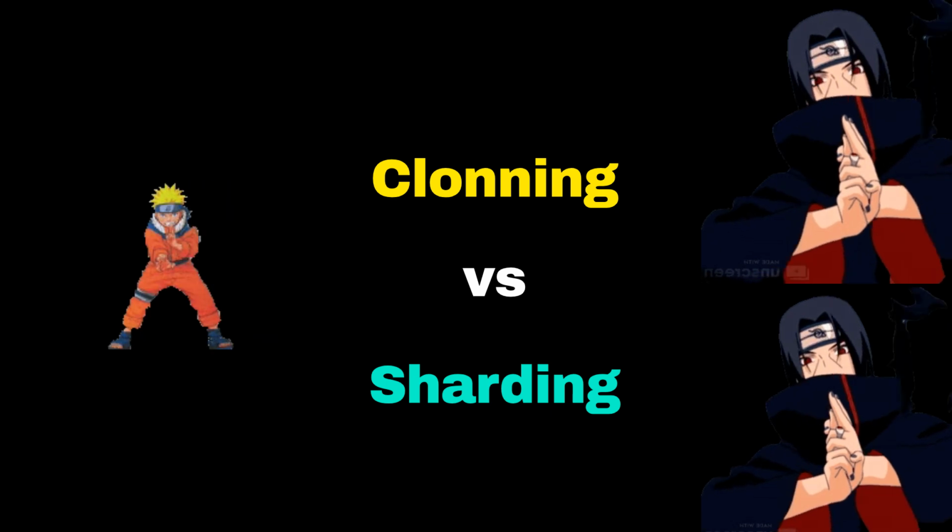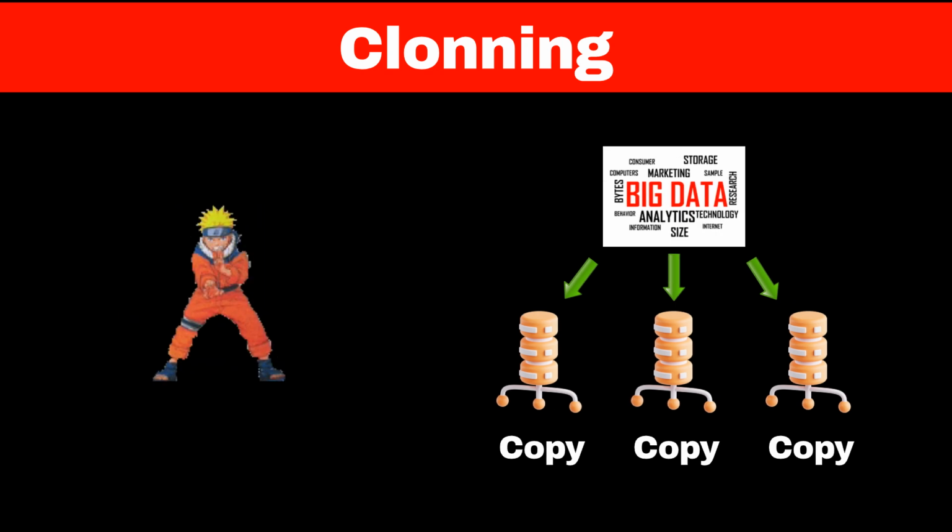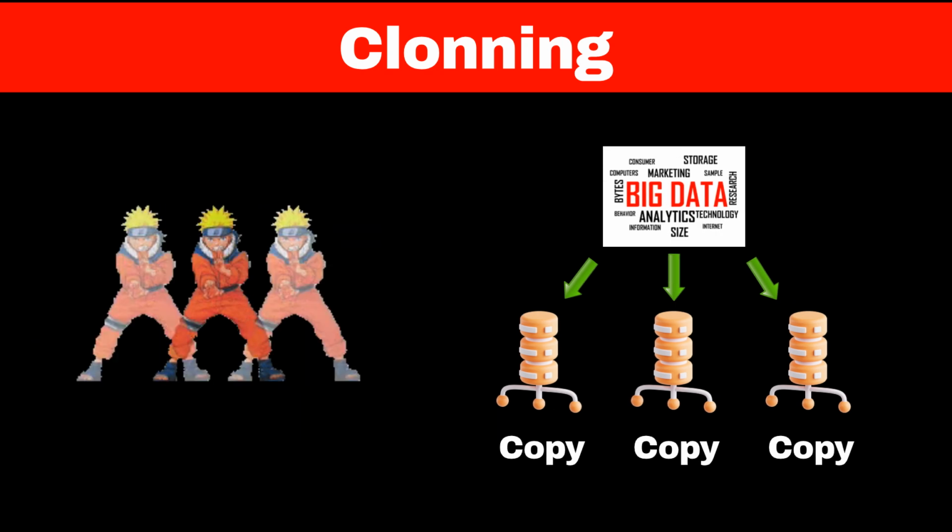What is the difference between cloning and sharding in system design? Cloning means creating identical copies of data and storing them on different machines. But why should we create exact same copies of data?